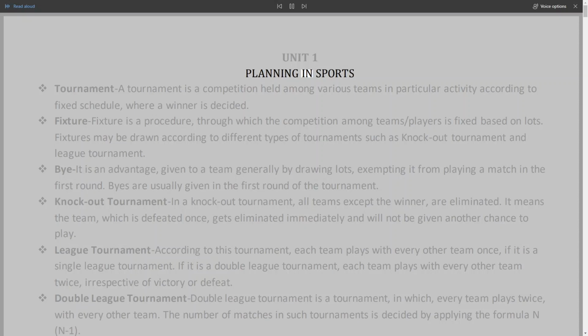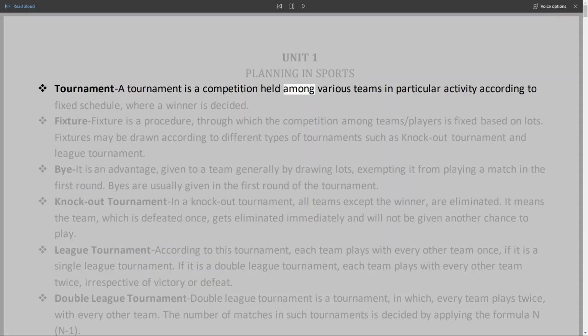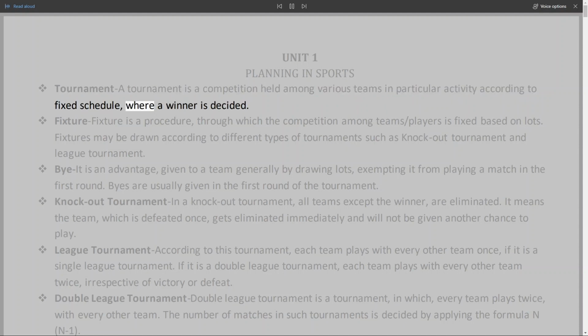Unit 1: Planning in Sports Tournament. A tournament is a competition held among various teams in a particular activity according to a fixed schedule, where a winner is decided. Fixture is a procedure through which the competition among teams/players is fixed based on lots. Fixtures may be drawn according to different types of tournaments such as knockout tournament and league tournament.